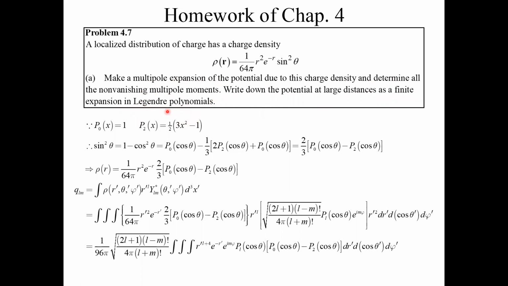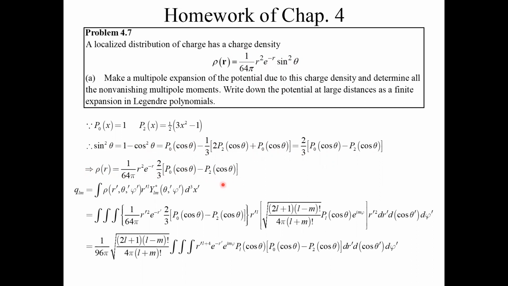So first, we know that the Legendre polynomials for L equals 0 and L equals 2 have a formula like this. And we change our sine square theta here into 1 minus cosine theta square, and then that equals a polynomial. We expand in Legendre polynomials, and we have the result here. The sine square theta equals this one. And next, we change the sine square theta in the charge density into this one.